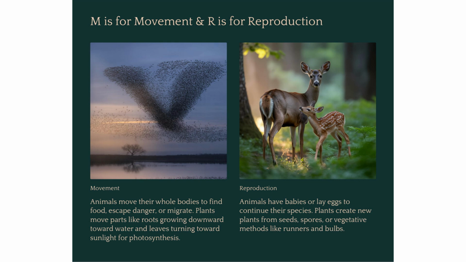Reproduction is how living things make new life. Animals give birth or lay eggs, while plants create new plants from seeds, spores, or other methods like runners and bulbs. This is an important point. Without reproduction, species cannot continue.